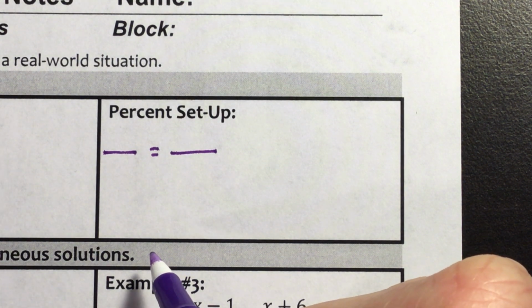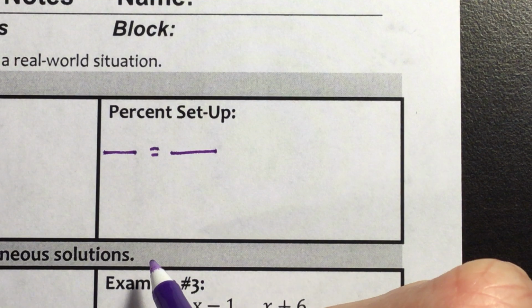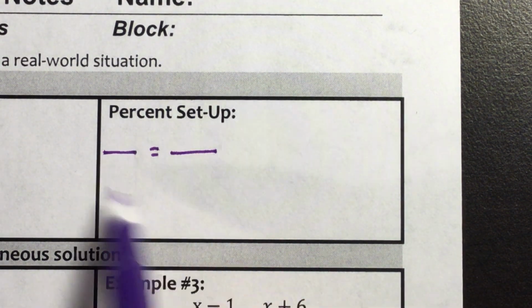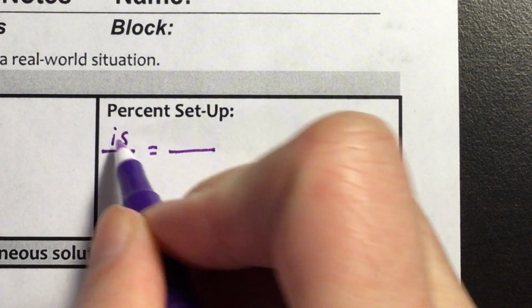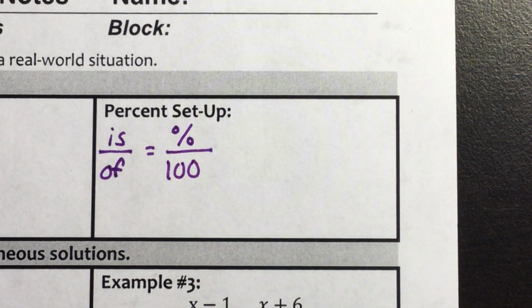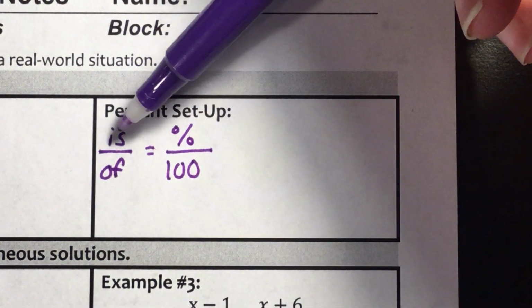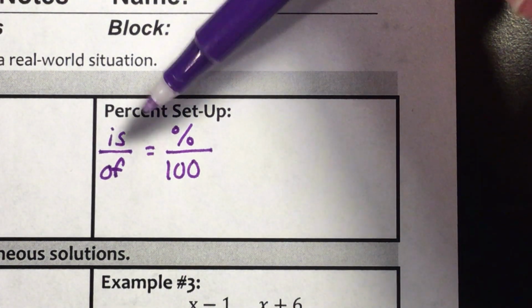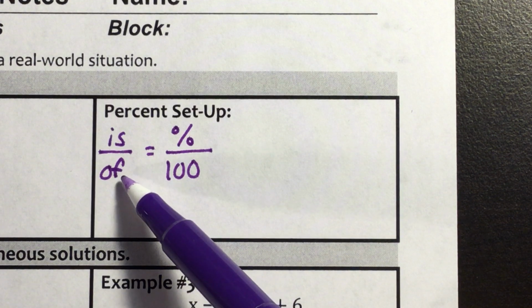Okay. If you have a problem that talks about a percent of something and you want to know how many people there are total, or how many objects there are that are part of that whole piece, that's going to be a problem that is like an is over of equals percent over 100. Okay, so the is is talking about the smaller portion of the total amount. The total amount goes on the bottom.